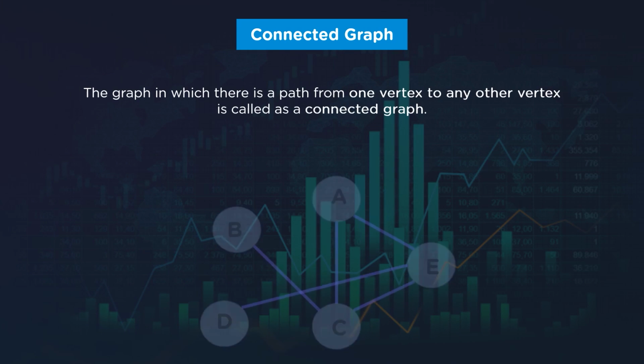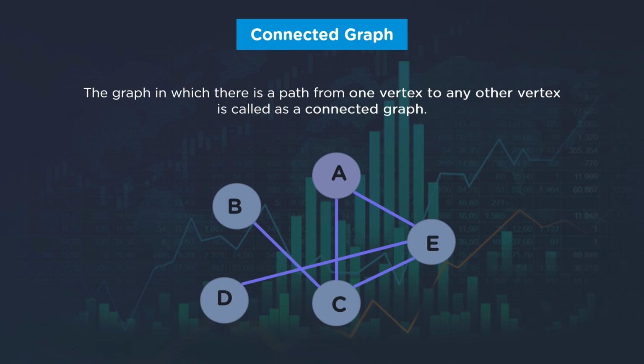The last type of graph, depending on its edges, is a connected graph. It is defined as a graph with a path from any vertex to any other vertex in the graph.